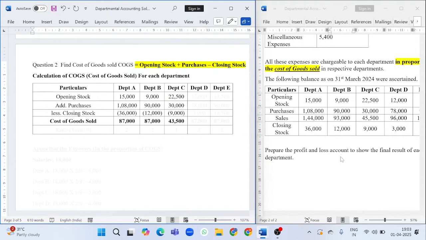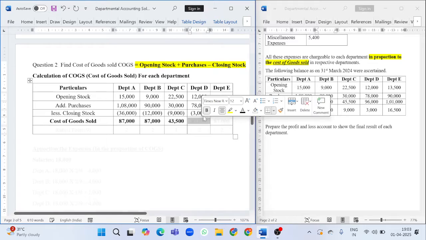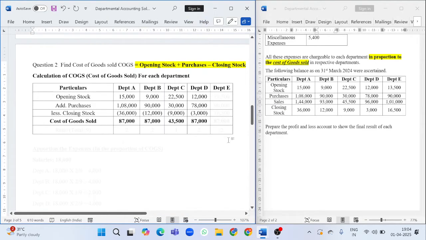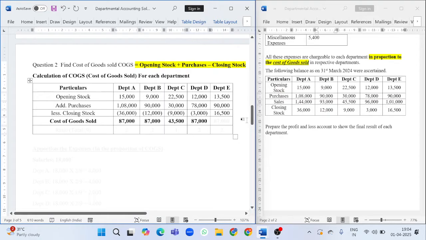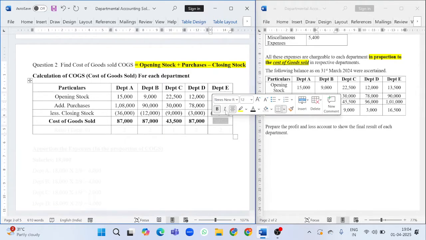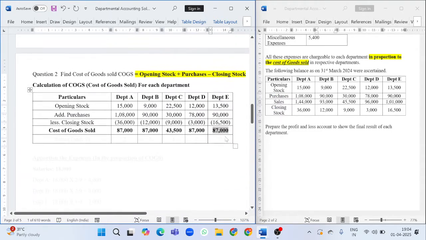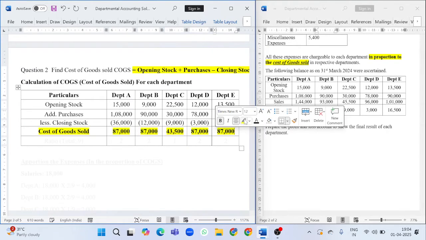Similarly for department D and department E. For department D the opening stock is 12,000 rupees. For that I am adding purchases of 78,000 rupees and deducting closing stock of 3,000 rupees. I am getting cost of goods sold of 87,000. Then similarly for department E, the opening stock is 13,500. I add purchases of 90,000 rupees and deduct the closing stock of 16,500 rupees. I again get 87,000 rupees as my cost of goods sold. So this is how we need to calculate the cost of goods sold.